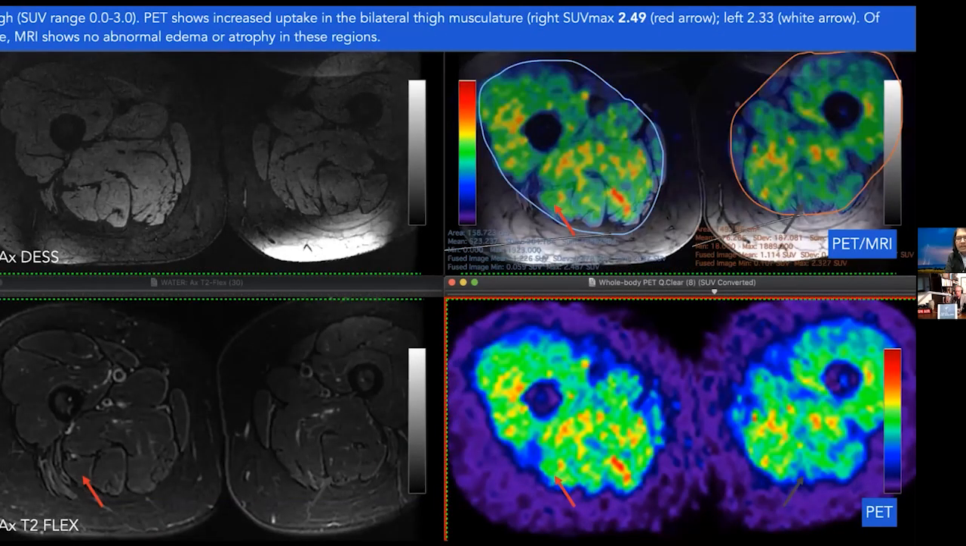Now in the thigh, so we're seeing axial images. Again, just impressing upon you, on what they call the T2 flex, we should see edema in areas of inflammation, but the tracer is picking it up, whereas the MR is not. So what I do every day clinically is read MRs, and I can't help but think, what must I be missing for this unfortunate patient? But here the PET's picking it up.